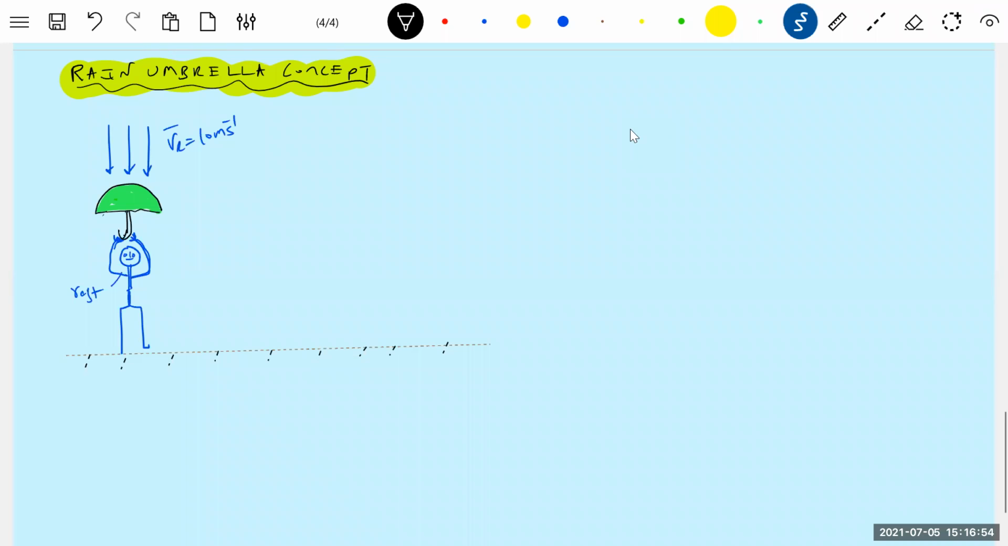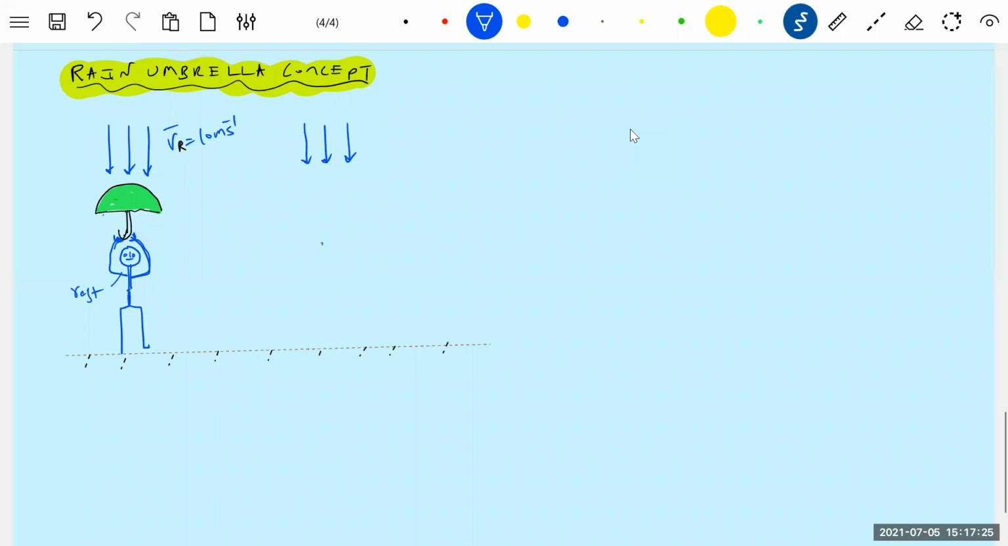Otherwise, when you walk in the rain, who is bothered about all these things? If you know this rain umbrella concept, then only you can walk in the rain properly with an umbrella. We have brought it here just to explain that. So when the person is at rest, the rain is falling vertically, so he should hold the umbrella against the VR bar to not get wet. Now the person will start moving. The rain direction will not change; the rain will pour vertically down as it is.